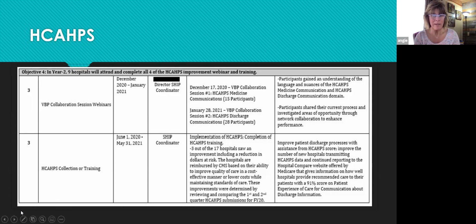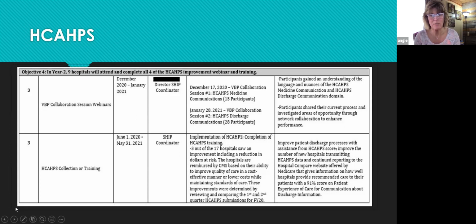The next one, I honestly like it. Improve the patient discharge process with assistance from the HCAHPS score. So we're monitoring, we have a baseline and we're improving the number of hospitals transmitting data. So we're getting data reported, but then we're looking at that 91% score on the experience of care for communication about discharge information. So we have a goal in mind, a baseline and the goal of where we want to get.